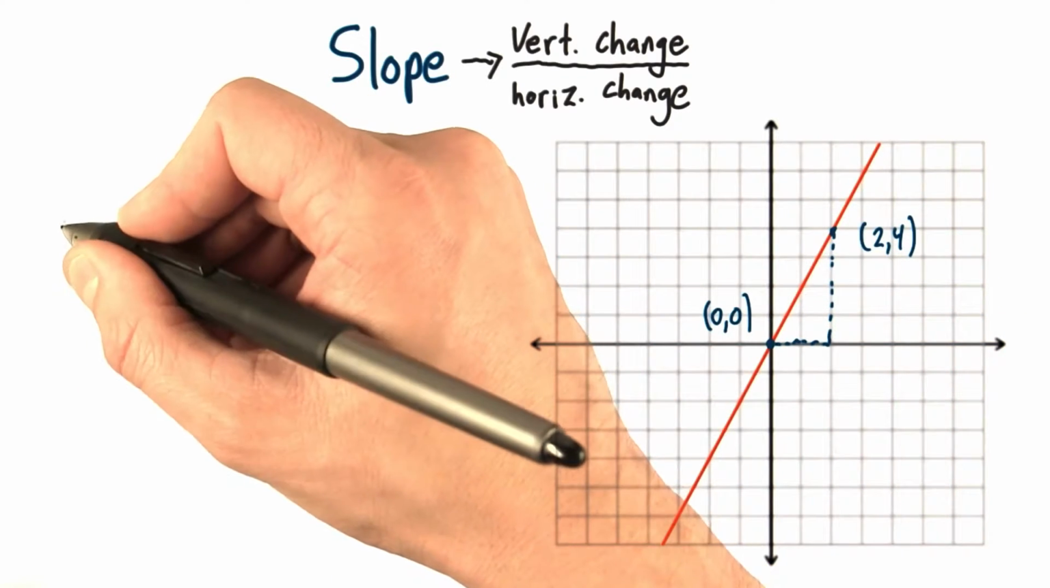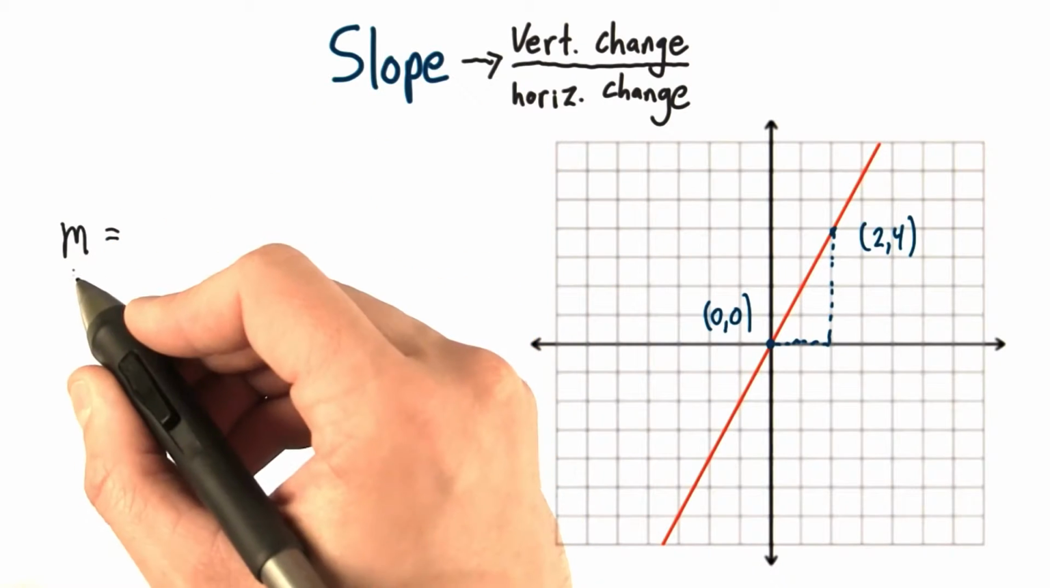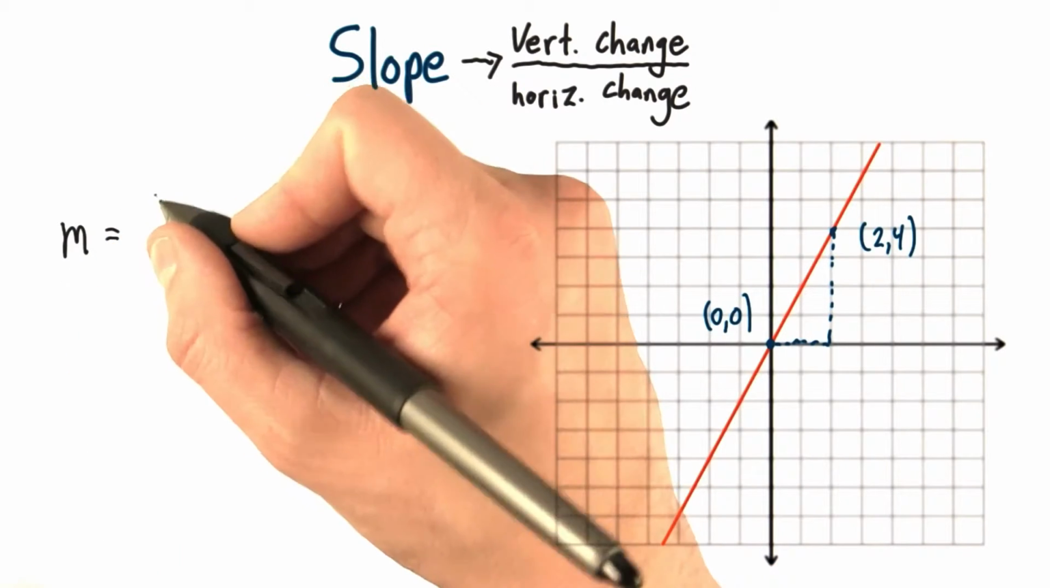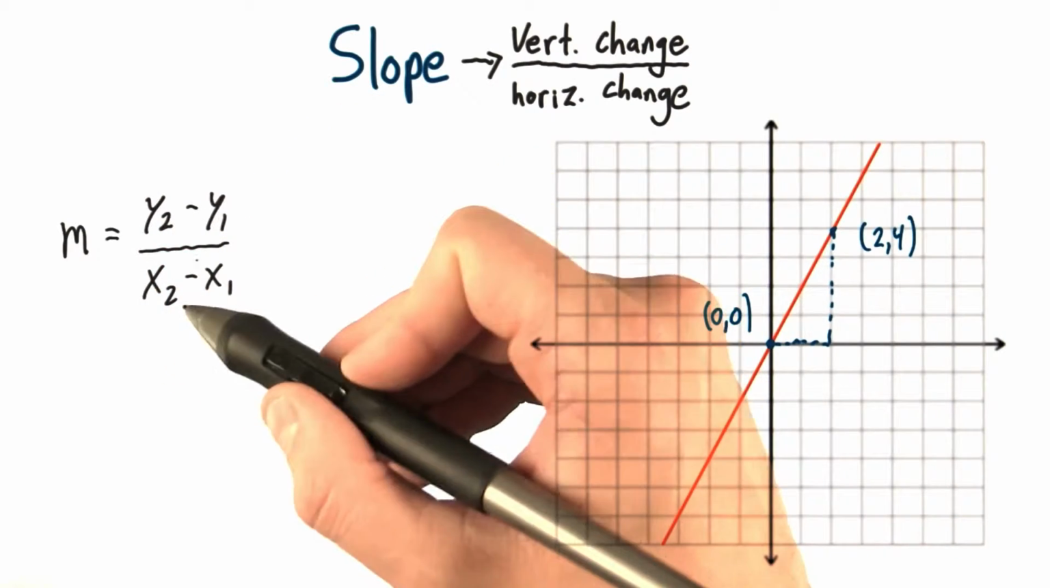Now, we typically use the letter m to stand for slope, and please don't ask me why. I have no idea what m has to do with slope. But the equation, when we have 2 points, looks something like this. m equals y2 minus y1 over x2 minus x1.